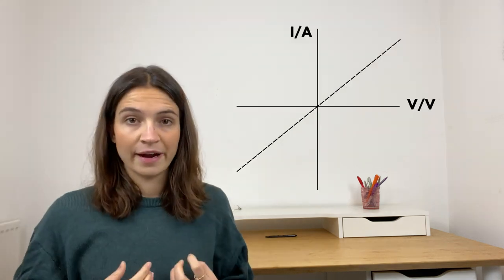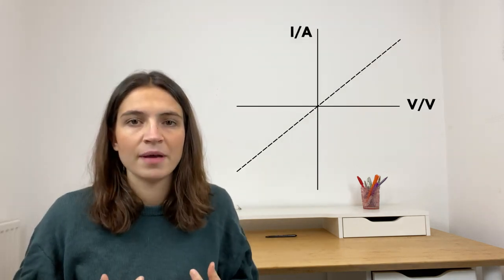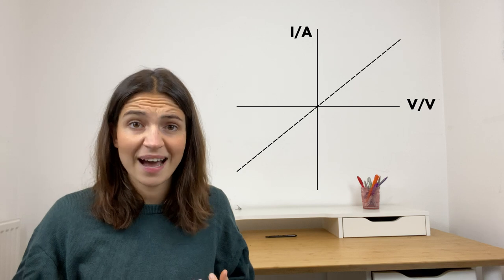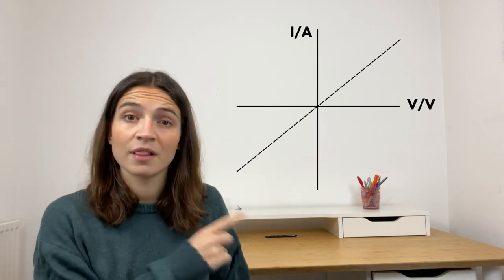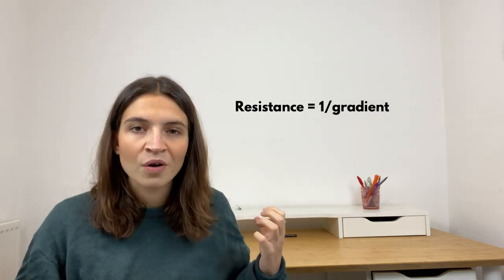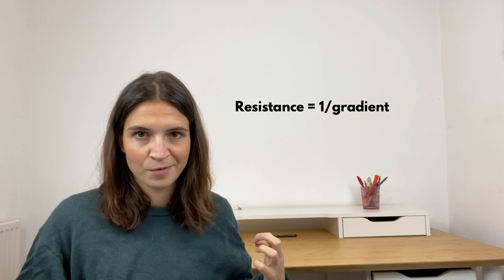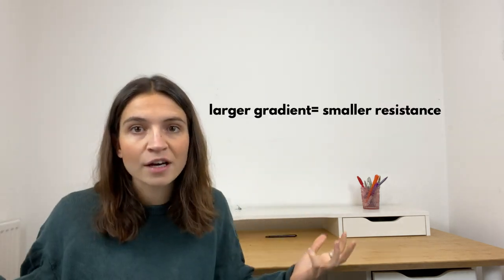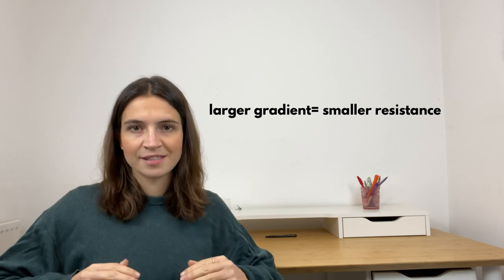This graph is directly proportional. By that I mean it is a straight line and it goes through the origin. Now, the resistance of my resistor is equal to 1 divided by the gradient. What that tells me is the larger the gradient, the smaller the resistance. Remember, gradient is all about the steepness of your line. So the steeper the line, the larger the gradient, the smaller the resistance.